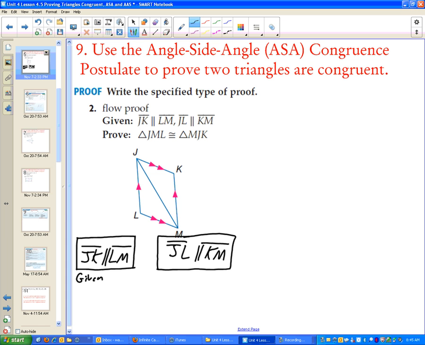In a flow proof, they like them in separate boxes. One of the things I don't like about a flow proof. Would I count it wrong if you put them in the same box? No. All right.